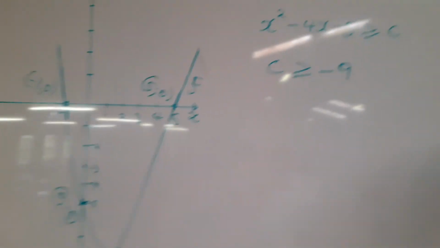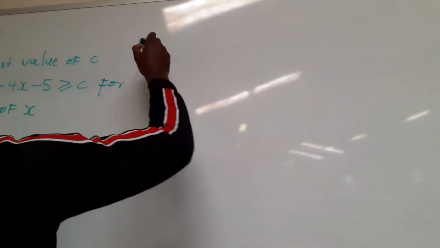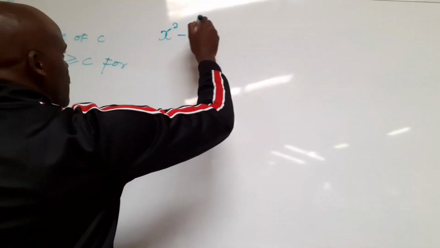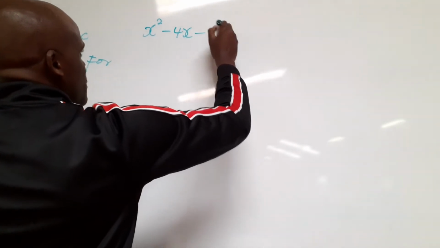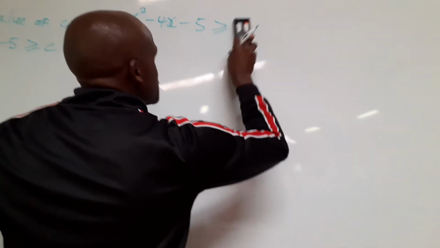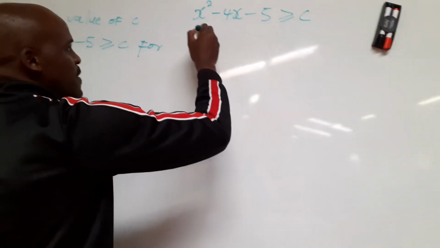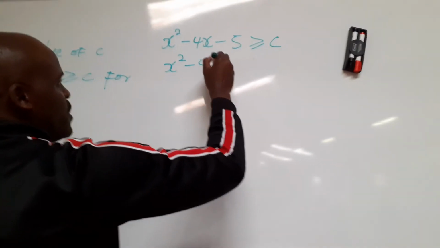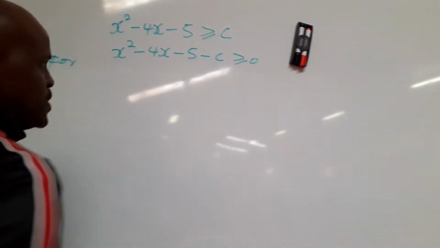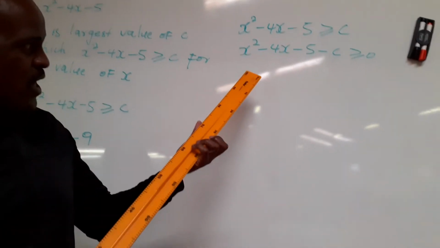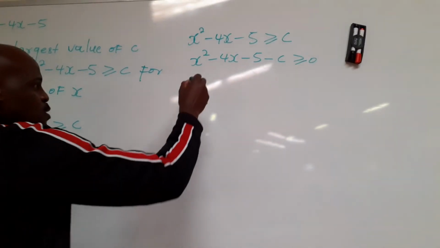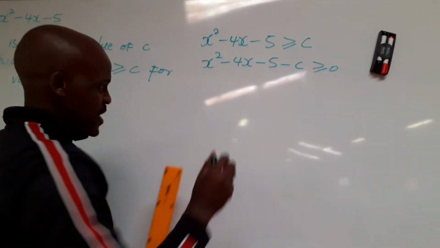Right, let's see. In grade 11, in the topic that we call nature of the roots, let's say you have x squared minus 4x minus 5 greater or equal to 0. It's c here, not 0. Let's transpose that. It's x squared minus 4x minus 5 minus c greater or equal to 0. So remember that we are to find the roots where this is greater or equal to 0.